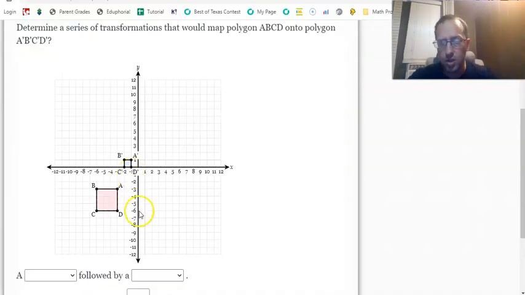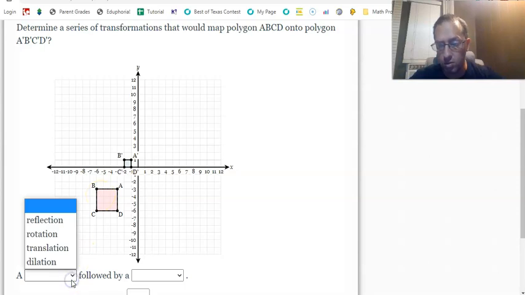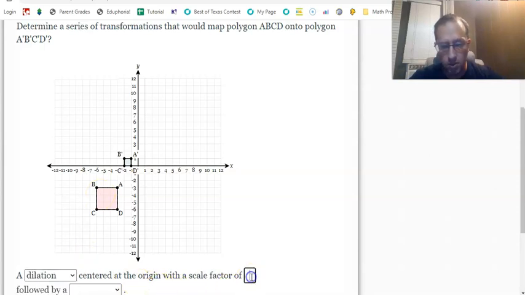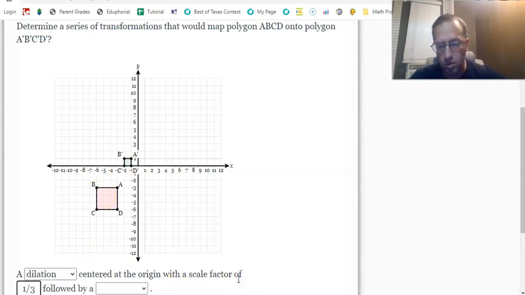Okay, so let's try this one. See, A, B, C, D is the big one. We're going to go to the little one. So we're changing sizes, so we need a dilation. And let's see how much for dilation. This is, how long? 1, 2, 3 units. This is only 1 unit, so I need a dilation of 1/3. Okay, so dilation, scale factor of 1/3.